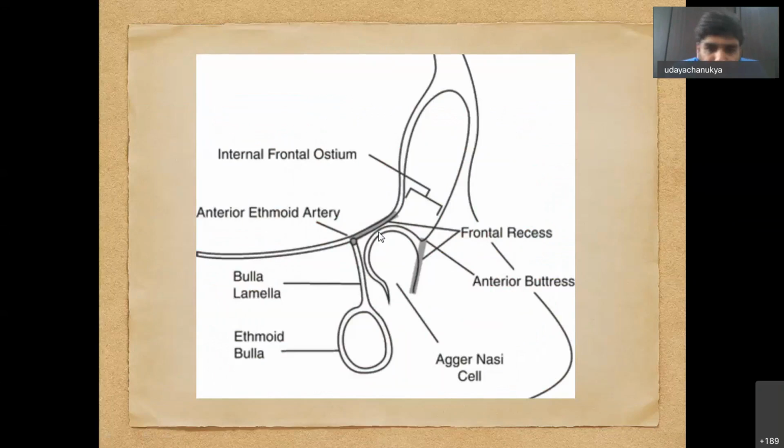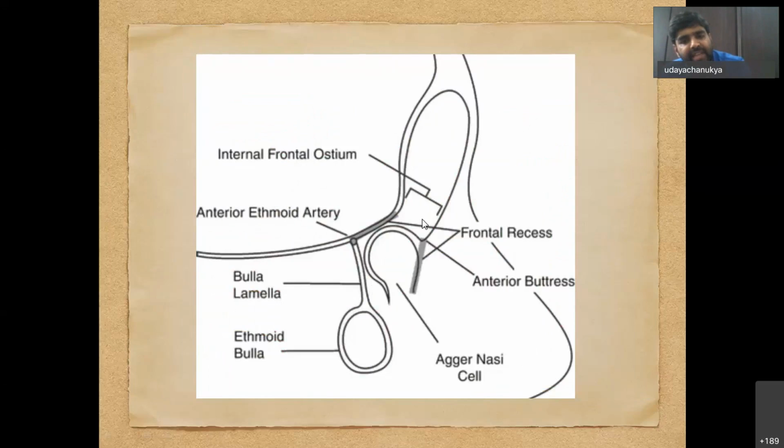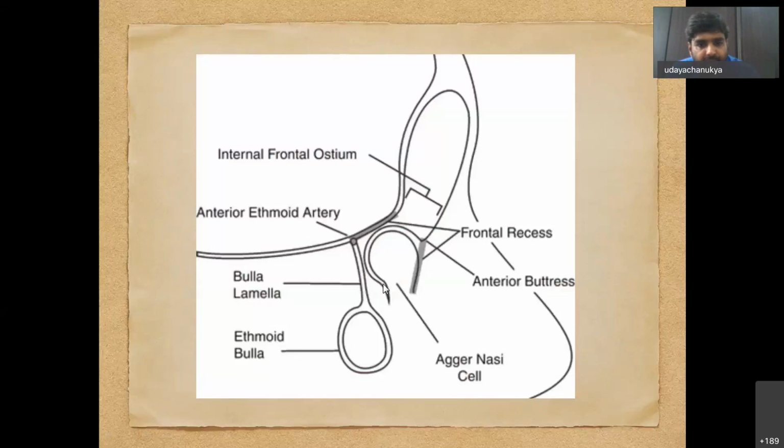The importance of pneumatization of the agger nasi cell: if the agger nasi cell is pneumatized more, it narrows the frontal recess. In this picture, it is pneumatized, but not so much. But if it is pneumatized to the maximum level, it narrows the frontal recess to the maximum extent, like this. Just remember, the posterior border is the suprabullar lamella also. In this, we can see the posterior border is the suprabullar lamella also.